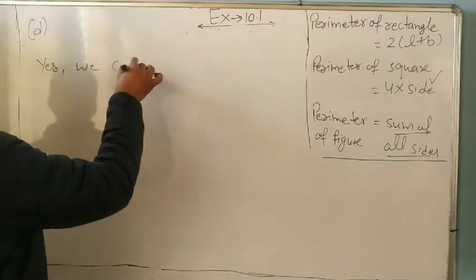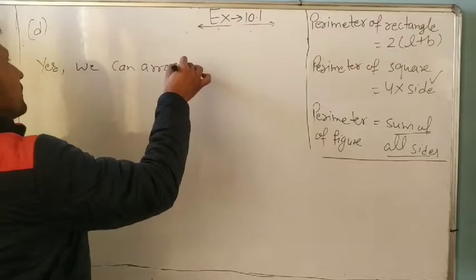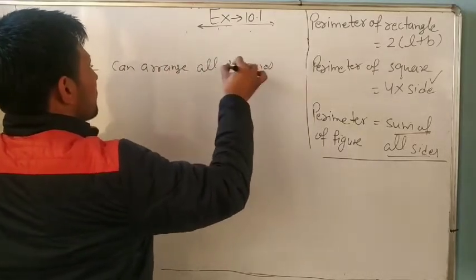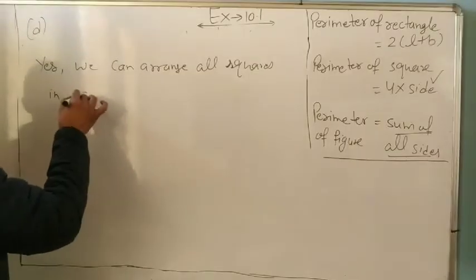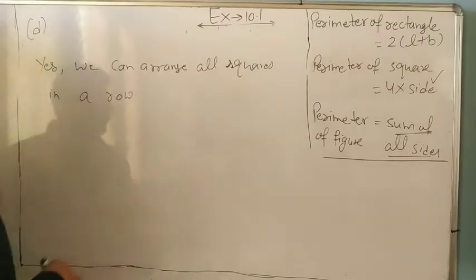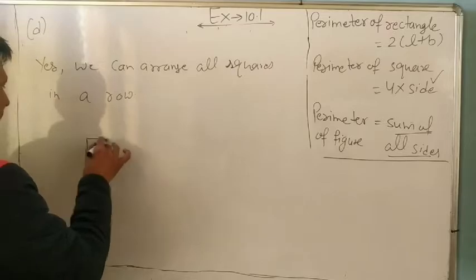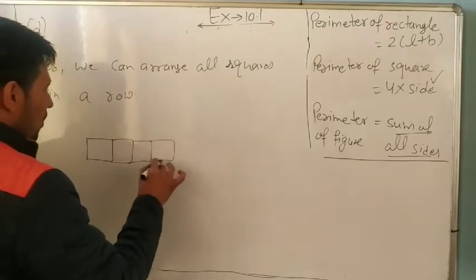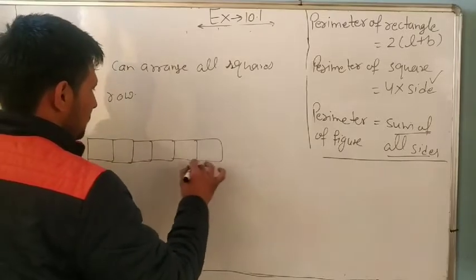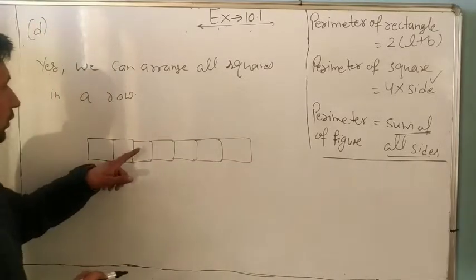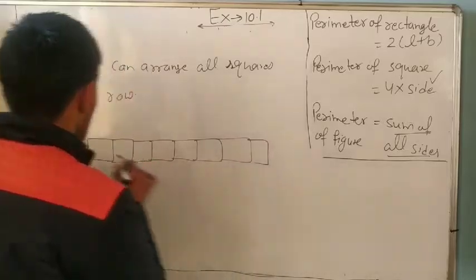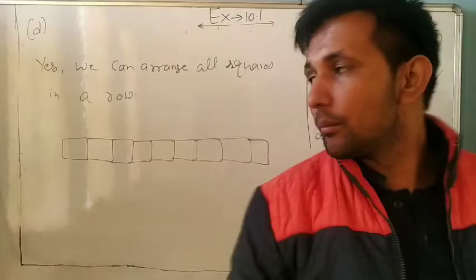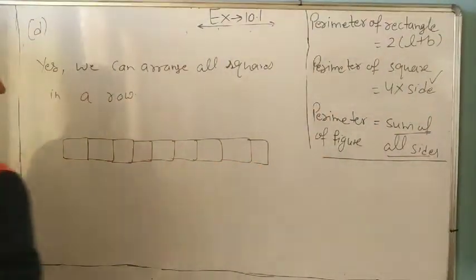we can arrange all squares in a row. So it means if Avneet arranges all the squares in a figure like this one, 1, 2, 3, up to 8, and it is 9. Understand? Then he can get more perimeter.